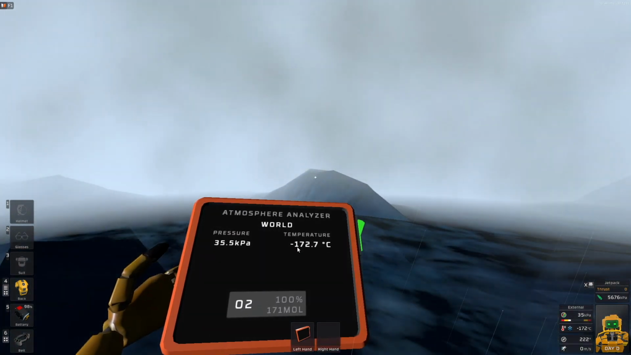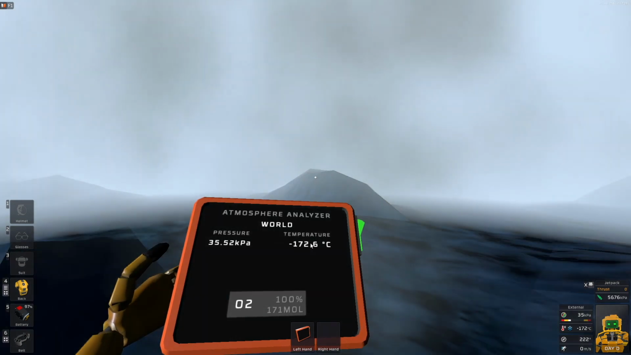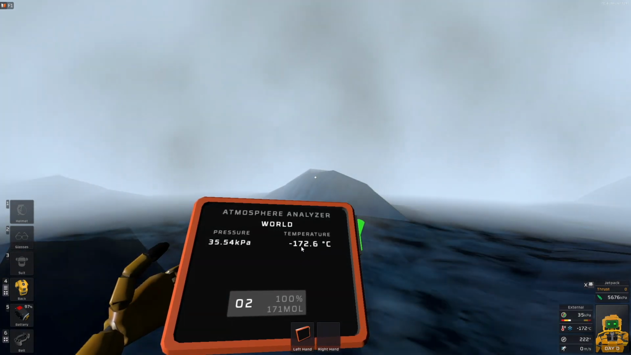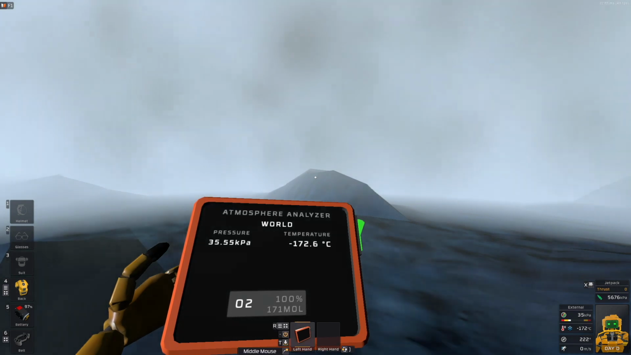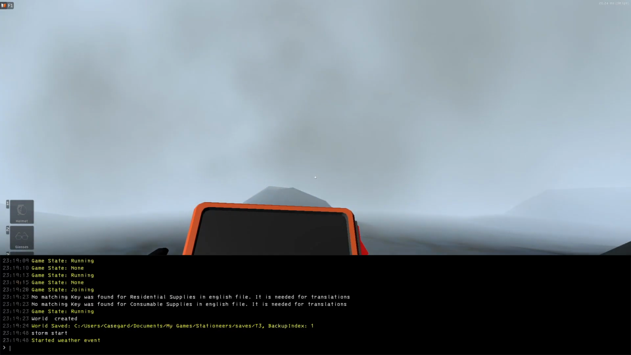Okay. As you can see, the temperature is changing. Before we had minus 140 something, and now we have minus 172. So this is one question, and the other question is how is the daytime changing, is it dependent on the daytime? This is what I wanted to say.